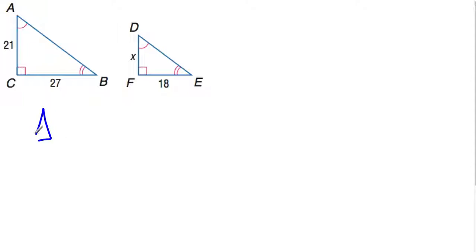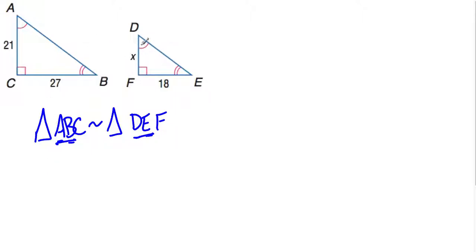I would write that as triangle ABC is similar to triangle DEF. Now with similar polygons, the angles will actually be congruent. So you can see angle A here is congruent to angle D, angle B is congruent to angle E. And so that's the order that I put. Angle A is congruent to angle D, angle B is congruent to angle E. Now if I put these sides together, that means that side AB is proportional to side DE.